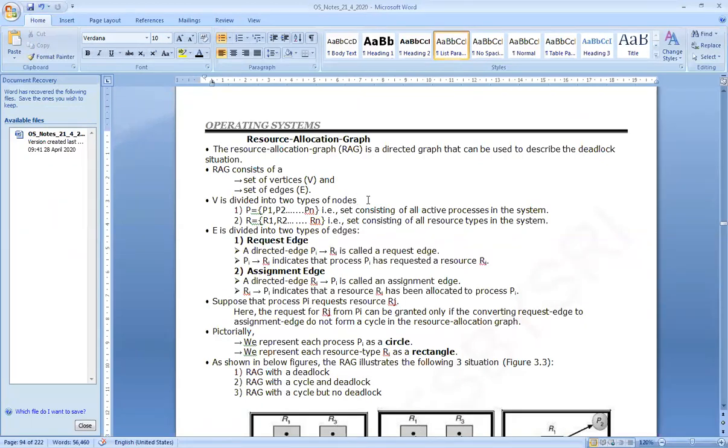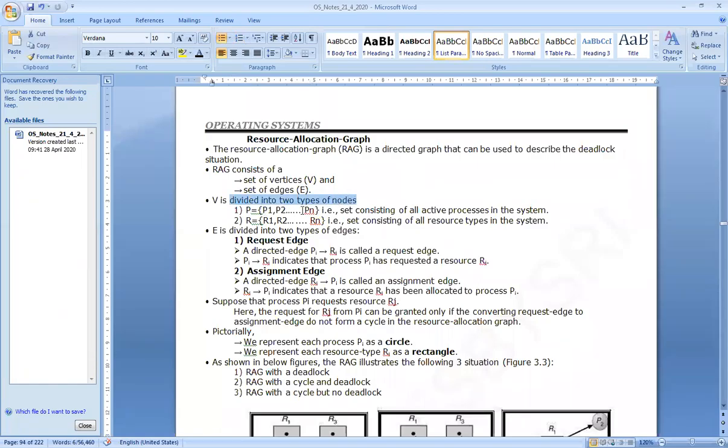The resource allocation graph is a directed graph that can be used to describe the deadlock situation. I want to tell about the deadlock situation that can be represented using the resource allocation graph. A resource allocation graph consists of vertices and edges, where vertices are represented by V and edges are represented by E. Then V is divided into two types of nodes.